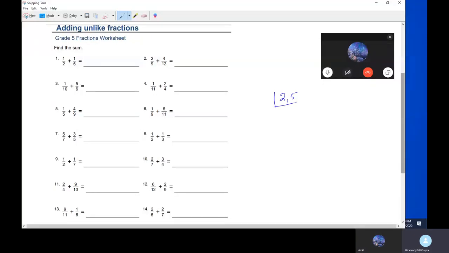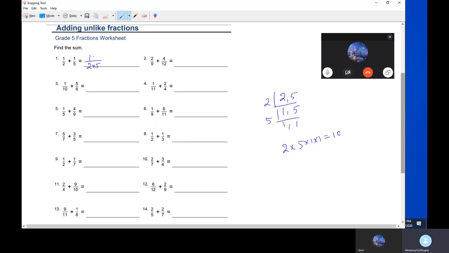5, you have to make them LCM. LCM means nothing but multiplications. So 2 into 5 into 1 into 1, that will give you 10. So what it's supposed to do, we have to make both of the denominators the same.